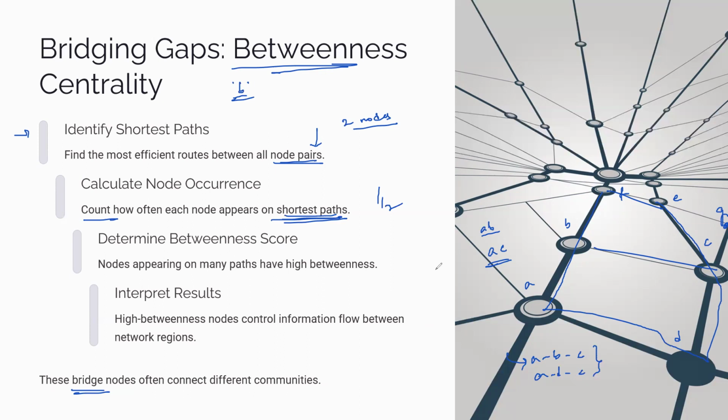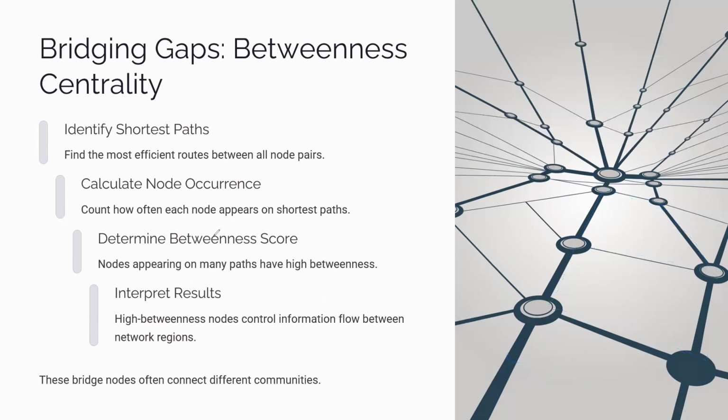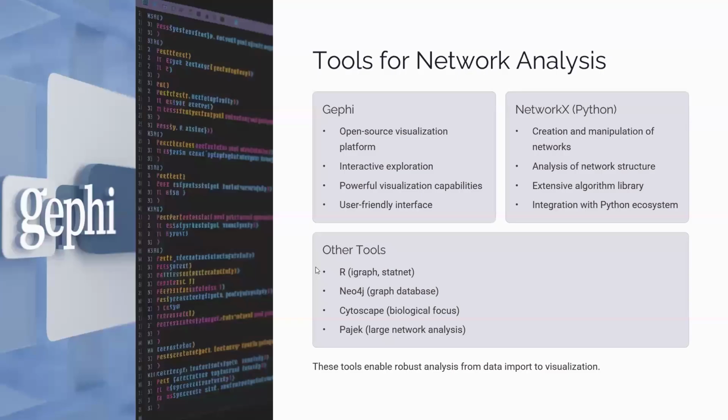This way, we determine the scores for betweenness centrality for each node. And the nodes with high betweenness centrality basically control the information flow between the nodes in that entire network. So this is a very short glimpse into the study of networks.